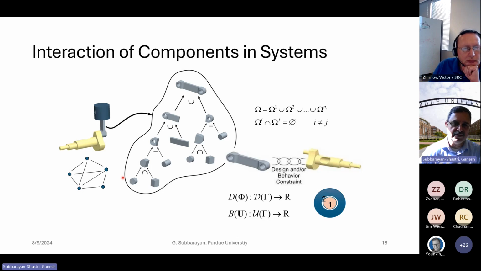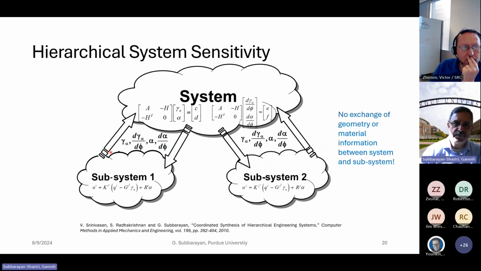And I'm just illustrating this with a picture here. So here, for instance, if I have a piston and a crank, the connecting rod itself can be modeled hierarchically, geometrically. But if you look at the assembly, it doesn't have hierarchy anymore. So the parts don't have hierarchy anymore. And it turns out for these kinds of problems, you can carry out a two-level hierarchical analysis and synthesis process.